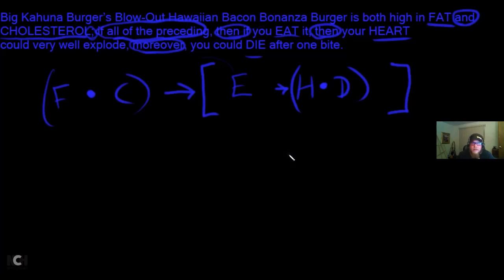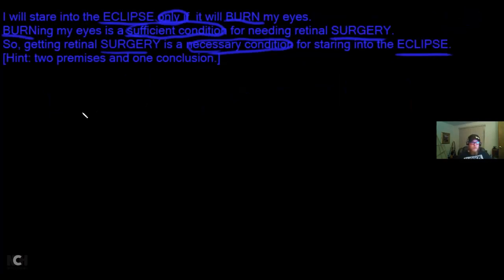Now let's look at a translation into a proof that will be on quiz 3. Okay, let's now do a translation into a proof. We got this one. I will stare into the eclipse only if it burns my eyes. Only if. Draw an arrow right over it. You won't mess it up. So then translate it exactly as it is.